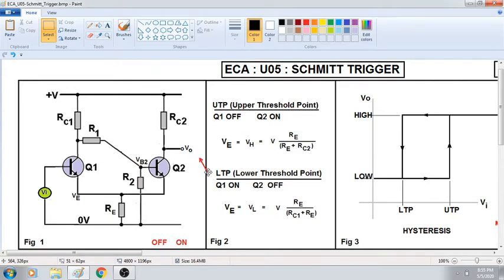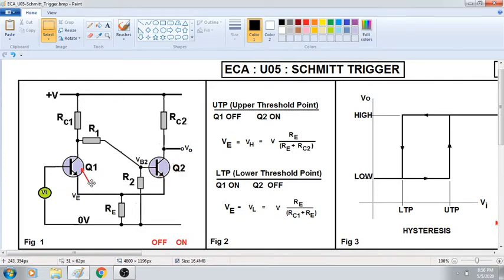Then what is the lower threshold point? It is just the opposite. If Q1 is on and Q2 is off, what is the voltage at the emitter? That voltage we are calling the lower threshold point. Now it's very easy to calculate if you know that a transistor is working like a switch. Now let us take the first case. Let us say Q1 is off and Q2 is on.